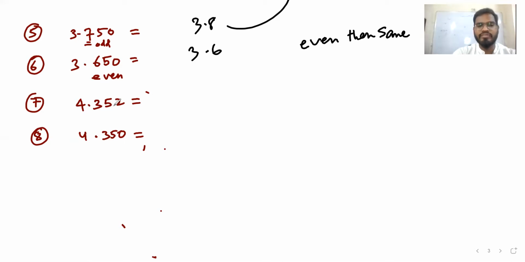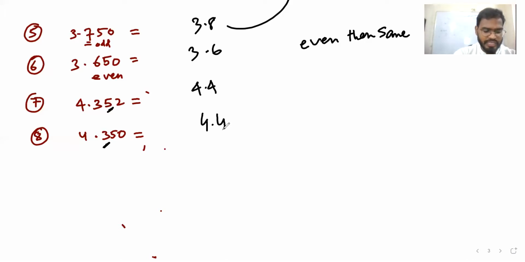Now here is 4.352. Here is 5, and after that non-zero. Non-zero means obviously it will increase. So we can say 4.4. Next 4.350. Now the digit before is 3, which is odd. Odd means it will increase. 4.4. Hope you guys got it. So till here we have seen rounding off.